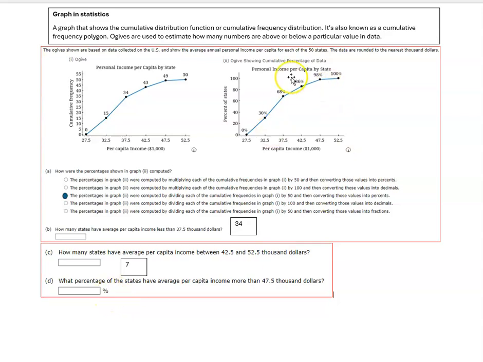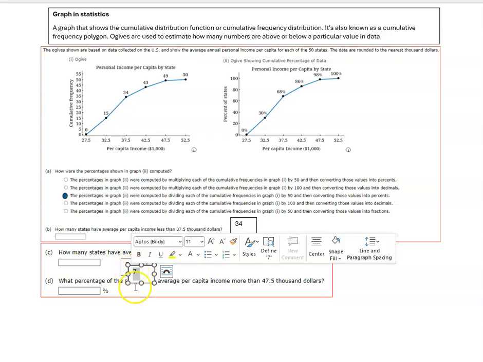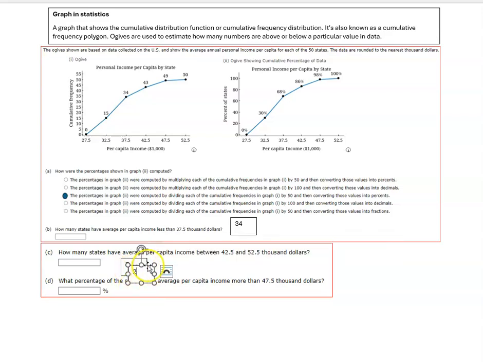Now we go to the percentage, because you'll see we have to jump over here. What percentage of states have an average per capita income more than 47.5? Okay, so here's 47.5, that's at 98%. Here's the 100, so we have 100 minus 98, giving us not 7, but 2. There's only 2. Okay, so that's how you solve that one, and yes, it is very tricky, and it's kind of ominous, and I'll admit, a little bit scary. So take your time with these.